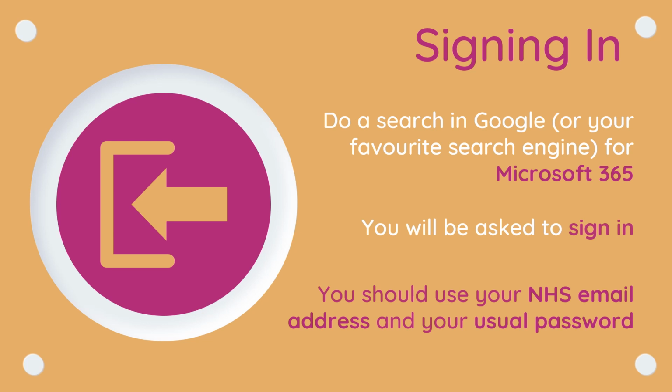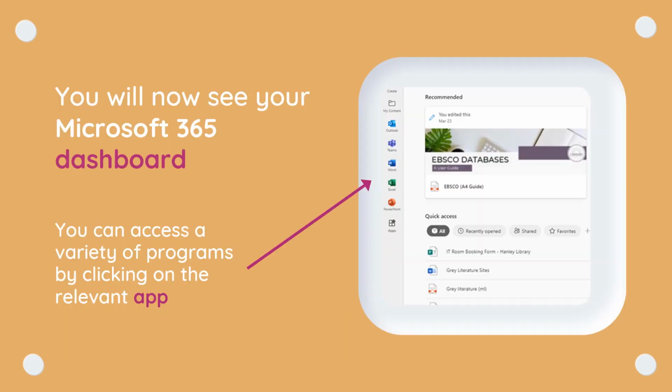To access Forms, firstly do a search for Microsoft 365 in Google or your usual search engine. You will be asked to sign in, and you should use your NHS email and password to do so. Once you're signed in, you'll be able to see your Microsoft 365 dashboard.